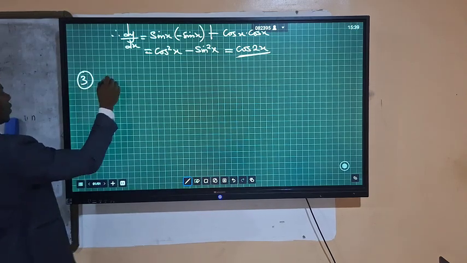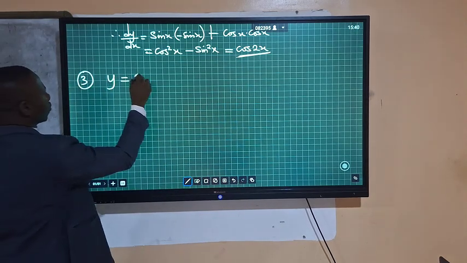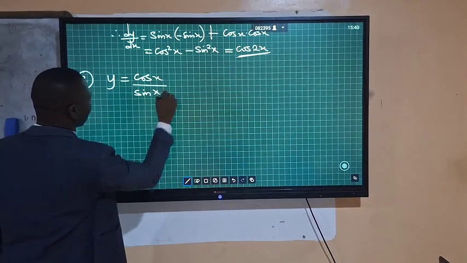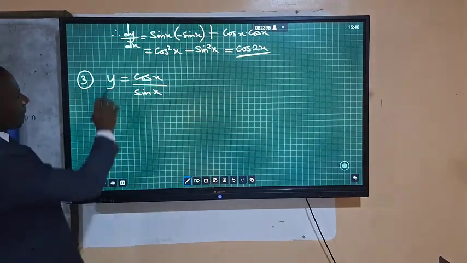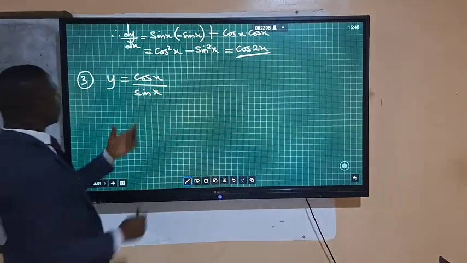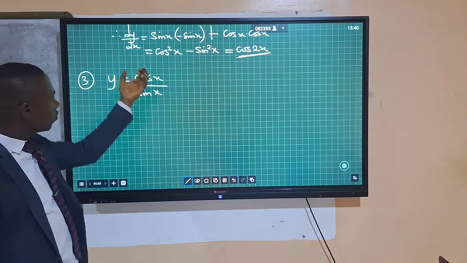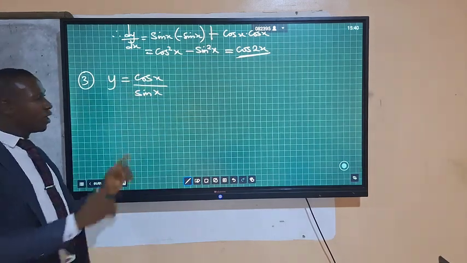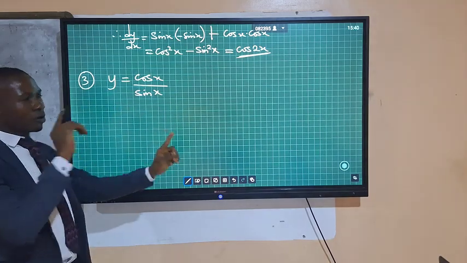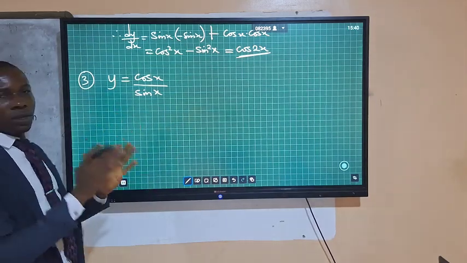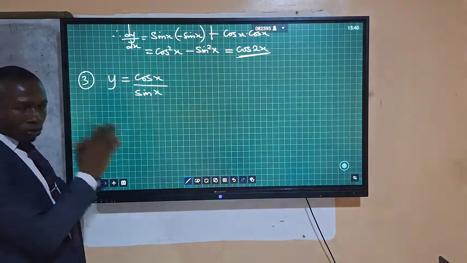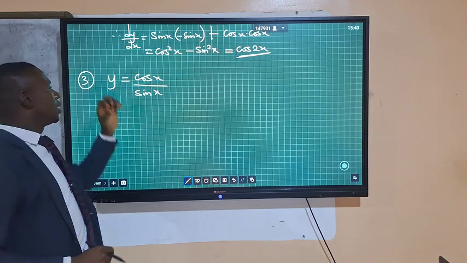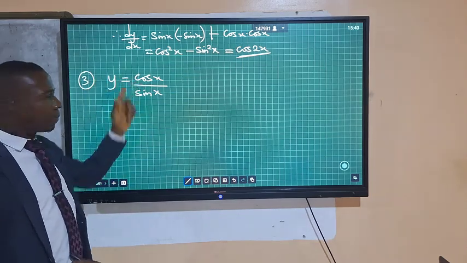Number 3 says y is equal to cos x all over sin x. So this is a quotient rule problem. How do you know when to use product rule? How do you know when to use quotient rule? If there is a multiplication of functions, therefore product rule is applied. If there is division of functions, therefore quotient rule is applied.